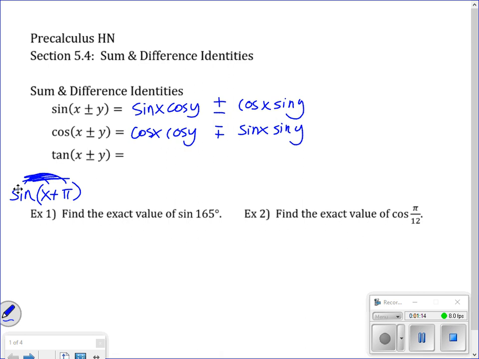Tangent looks totally different, but this is how it goes. It's a big fraction. You have tangent of the first thing, and if you had addition before, you'd have addition again. If you had subtraction, you'd have subtraction. And the tangent of the second thing. On the bottom, you would do 1, and if you had addition earlier, you would do subtraction this time. If you had subtraction, you'd do addition. And then you'd multiply the two items.